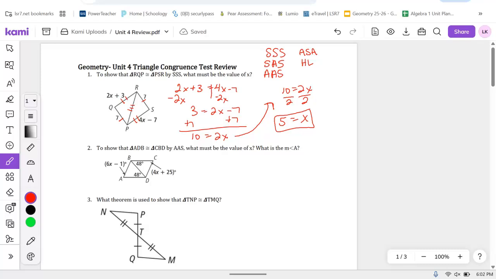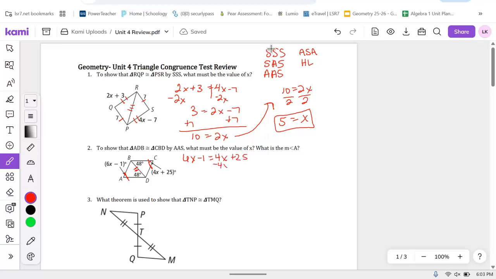Now, number 2 says to show that triangle ADB is congruent to triangle CBD by angle, angle, side, what must be the value of x? What is the measure of angle A? So, we know this is congruent to itself. These two would have to be congruent. So again, I'm going to have 6x minus 1 equals 4x plus 25.